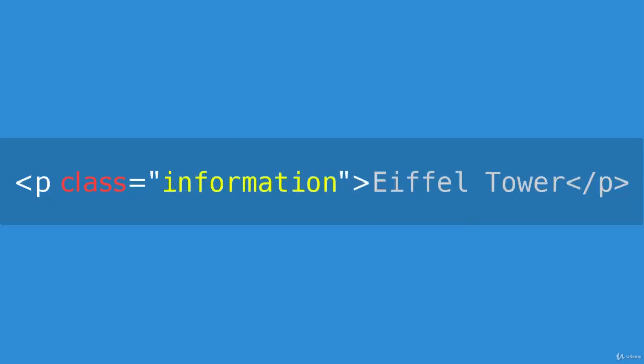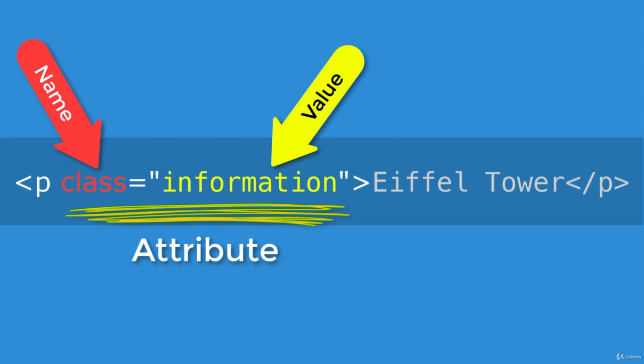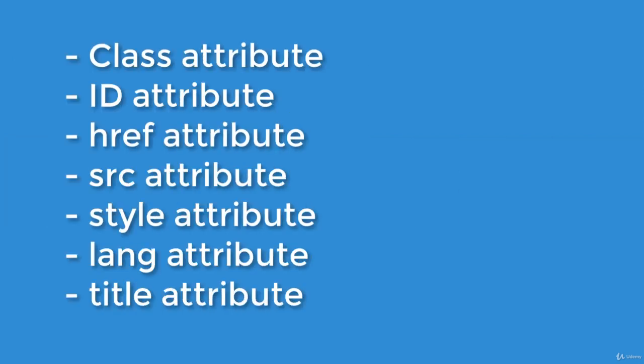An attribute is used to define the characteristic of an HTML element and is placed inside the element's opening tag. All attributes are made of two parts, a name and a value. In this video, I teach you the most common attributes.